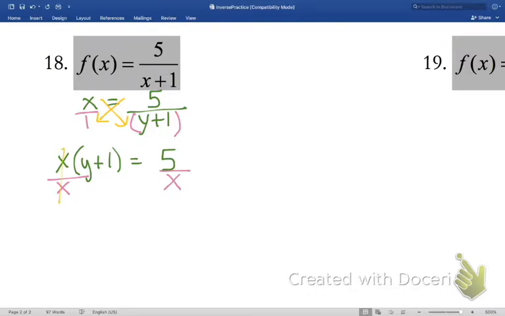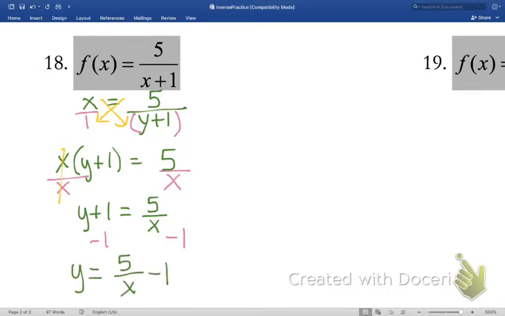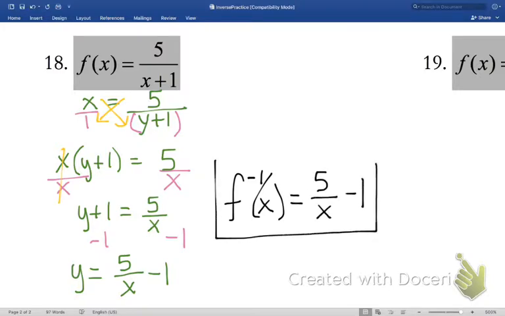Kind of crazy. So now I have y plus 1 equals 5 over x. Is y by itself? No. We've got to subtract the 1 from both sides. So we get y equals 5 divided by x, minus 1. Not a big deal, and yes, it is correct. So my inverse function is 5 divided by x, minus 1. Notice I started with a rational, and I got an inverse of a rational.